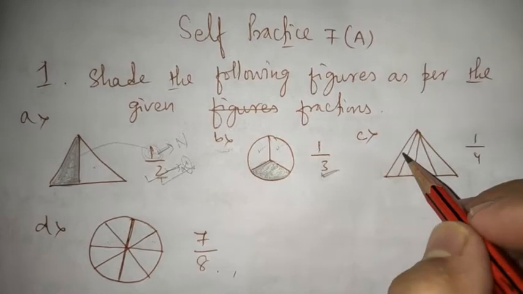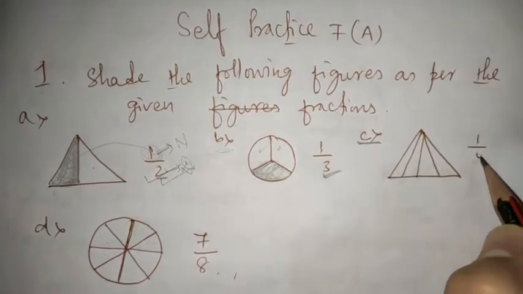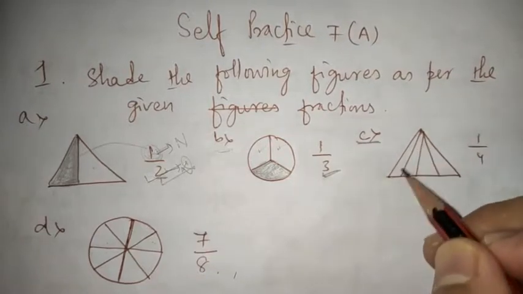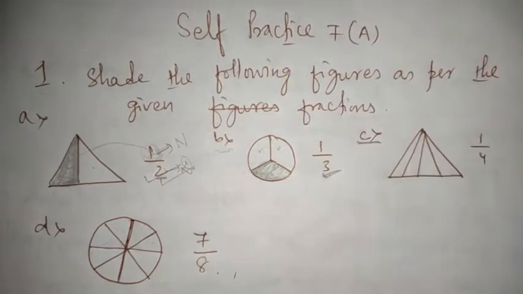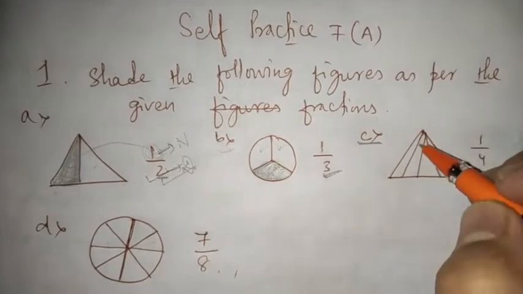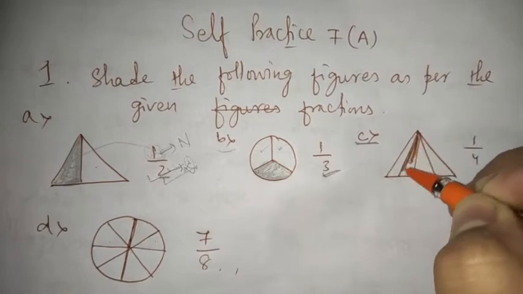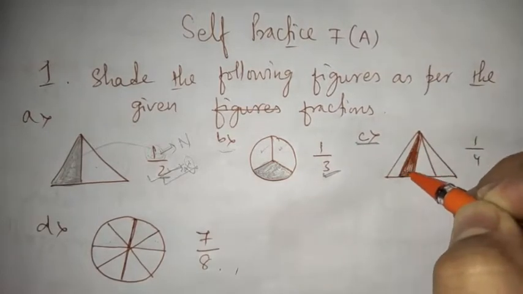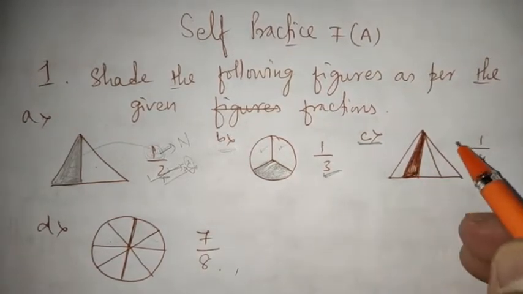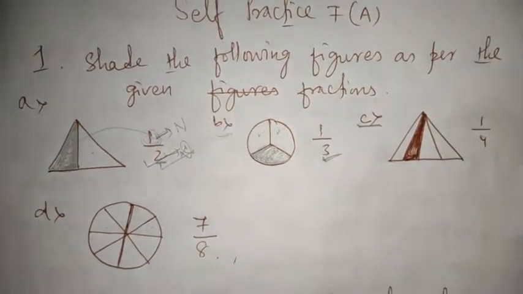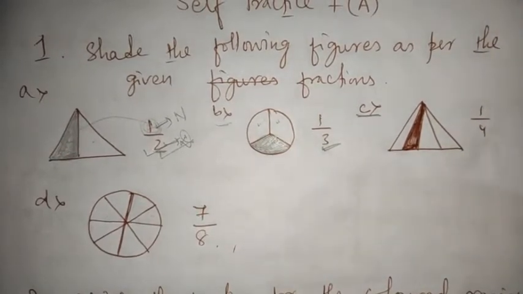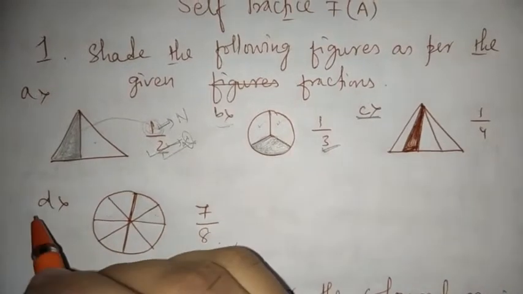Now in number C, we have out of 4, that is 1 2 3 4, only 1 part is shaded. If it was 2, you could have shaded 2 figures. Okay, so only 1 part is shaded, and this one I'm doing with the pen only. Alright, so this is done. Out of 4, 1 part is shaded. So I hope you are liking this. You are using your sketch pen or your crayons to fill this up, right? So D, you will try it yourself.